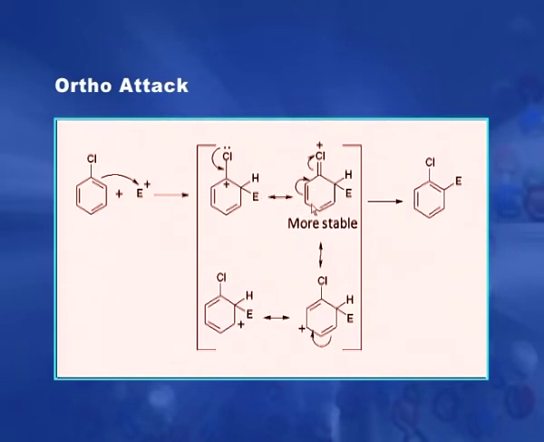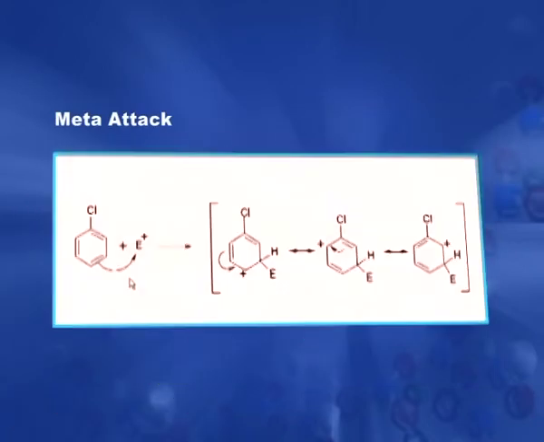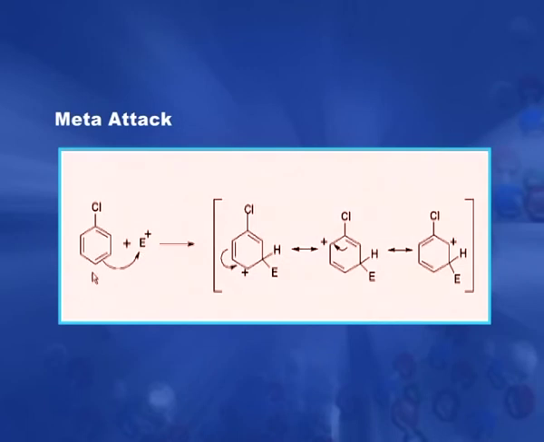This case is similar to aniline and phenol. Now, in meta attack, if we see the electrophilic attack at the meta position, there are 3 resonating structures, but no structure is as stabilized as in the case of ortho, because there is no positive charge present next to chlorine. This carbon is not having a positive charge. So, this lone pair of chlorine is not in conjugation with this positive charge. That is why there is no extra stable resonating structure.